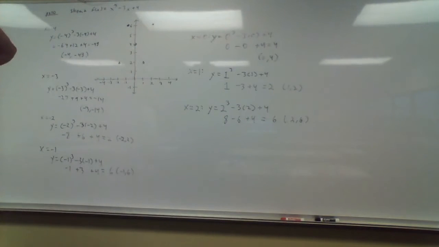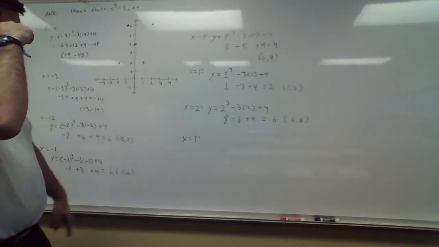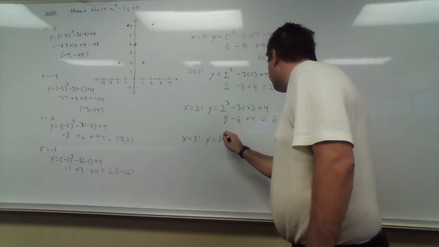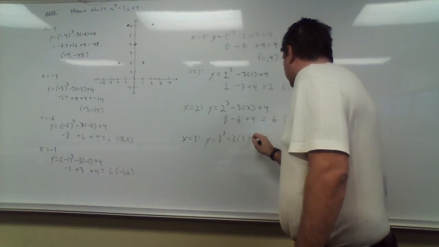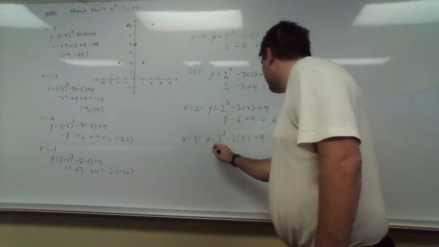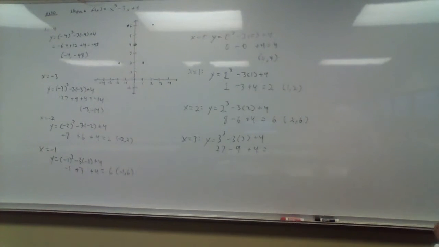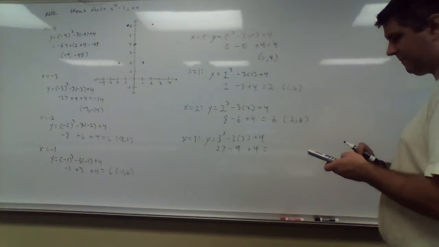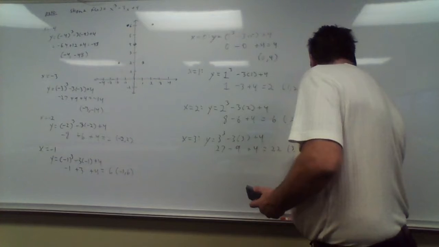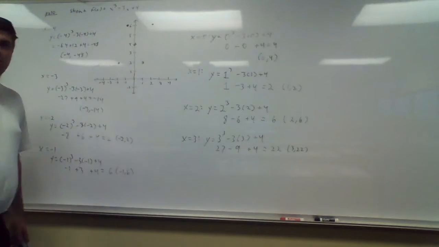All right. X equals 3. Y equals 3 cubed minus 3 times 3 plus 4. 27 minus 9 plus 4. I bet it doesn't even fit. 27 minus 9 plus 4, 22. So 3, 22. Doesn't come anywhere close to fitting. 22 would be way up here.